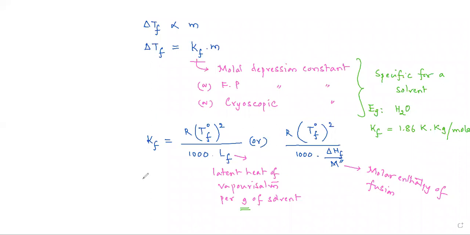Now, how to define this Kf? Let us consider this. If the molality of the solution is 1, delta Tf becomes equal to Kf. That means the depression in freezing point observed when molality of the solution is 1 is called cryoscopic constant.